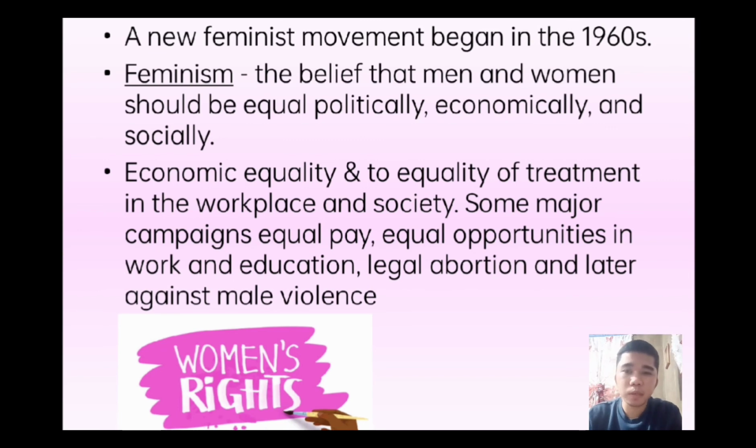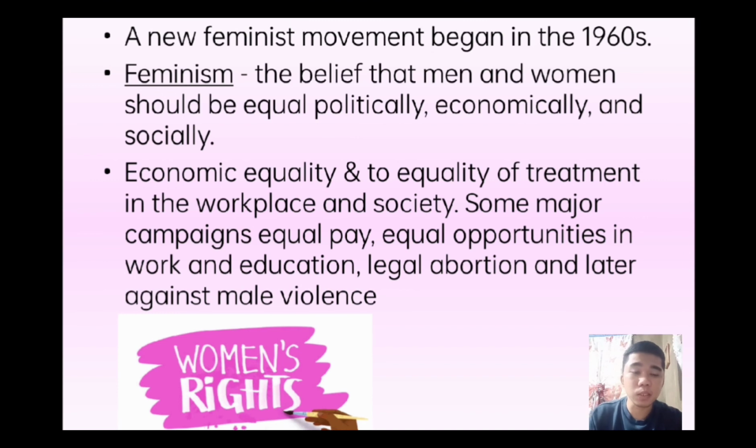So first is feminism. A new feminist movement began in the 1960s. Feminism is the belief that men and women should be equal politically, economically, and socially, with economic equality and equality of treatment in the workplace and society. Some major campaigns: equal pay, equal opportunities in work and education, legal abortion, and later against male violence.